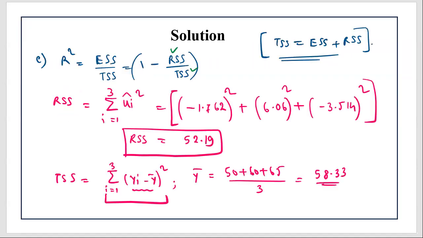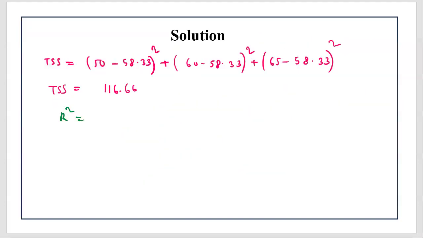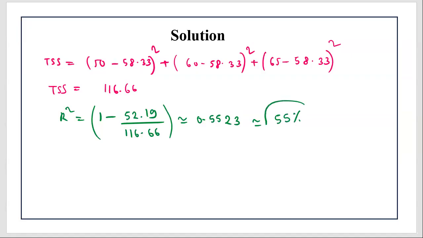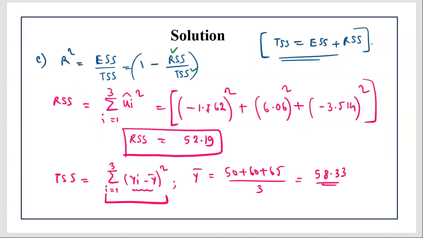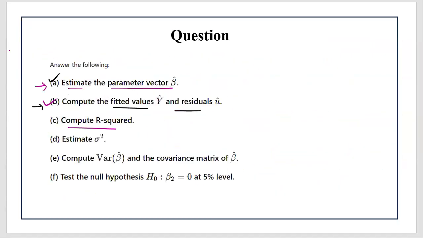So now we have computed the residual sum of squares and the total sum of squares. We will simply take the ratio and find out the value. So 1 minus 52.19 upon 116.66. If you do this, it will approximately come out to be 0.552. So approximately 55% of the variation of the outcome vector, which is the individual wage, can be explained by the explanatory variables in our model, right? So this portion is done.